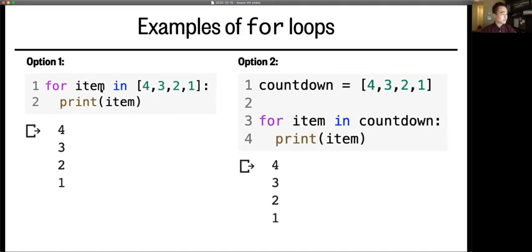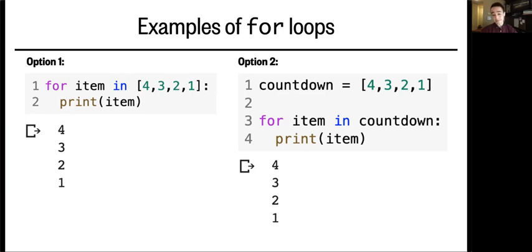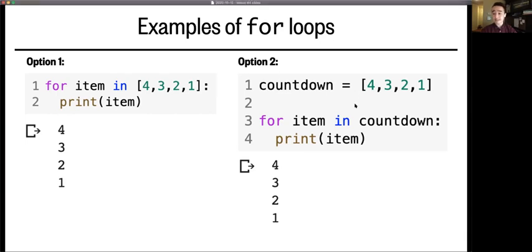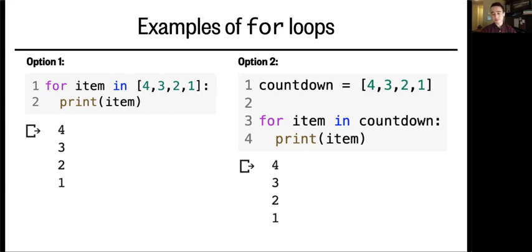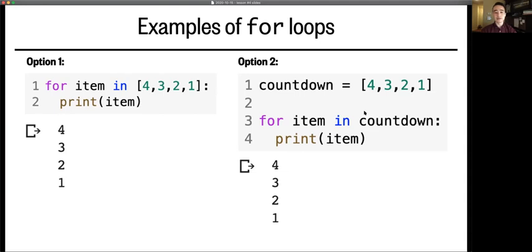So it enters the loop, and it prints 4. Then it loops again, and item becomes 3, so it prints 3. Then item becomes 2, so it prints 2, and so on. And then 1, and it's done. The example on the right does exactly the same thing, but here you've saved the list as a variable called countdown beforehand. So the loop goes for item in countdown, print that item. Same result: 4, 3, 2, 1, done.